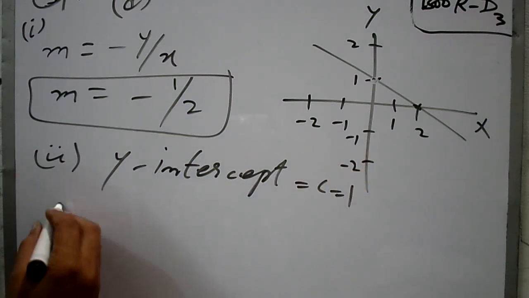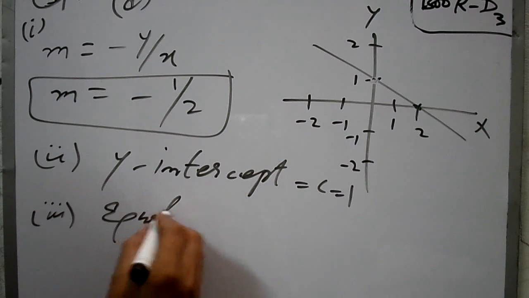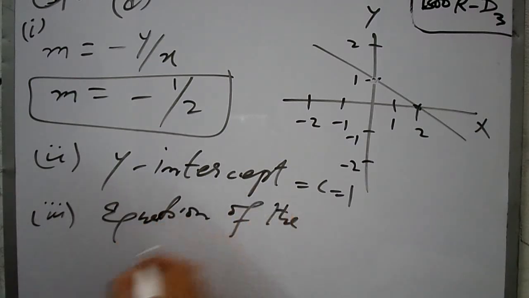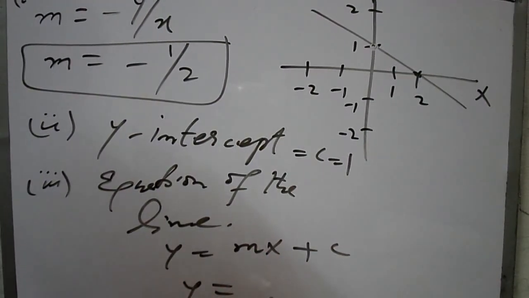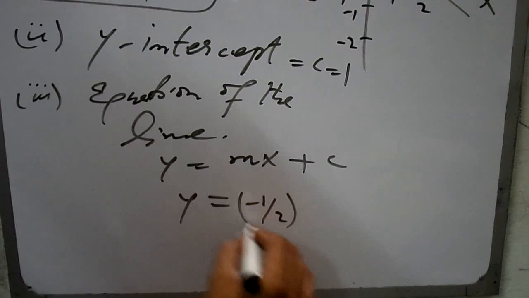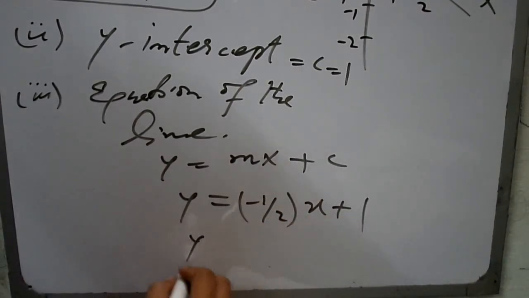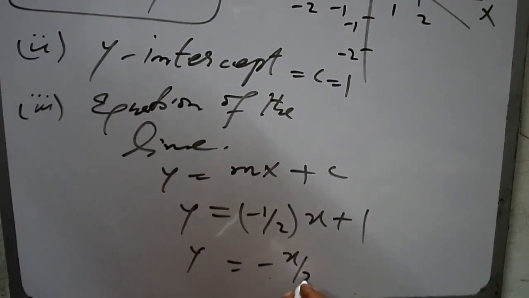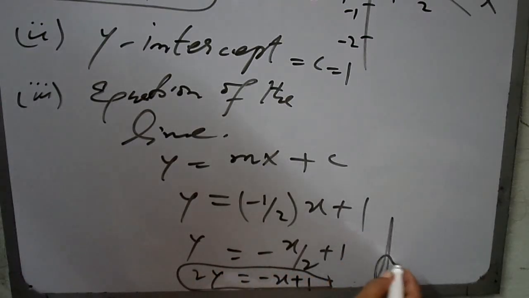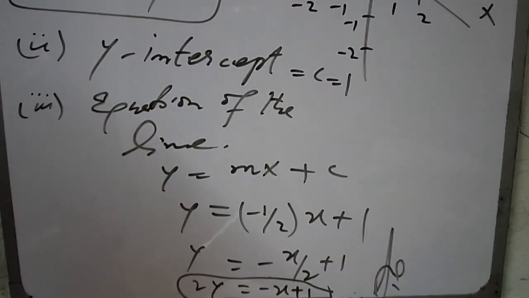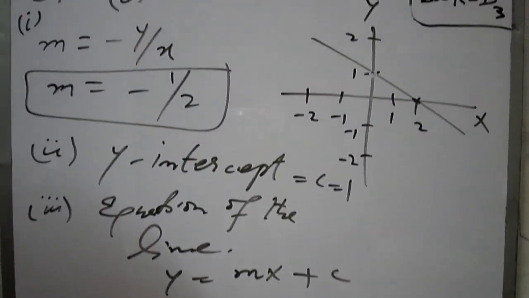And third one is the equation of the line, that is y is equal to mx plus c, putting the values. The value of m is minus 1 by 2, x plus c, the value of c is 1, so y equals minus x by 2 plus 1, or by using cross multiplication, you can say that 2y is equal to minus x plus 1, so that is your equation of line, that is your result. So coming to question number 4.